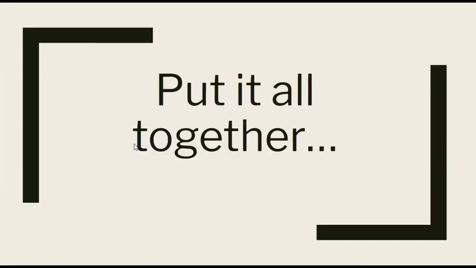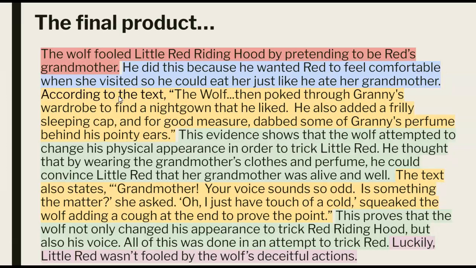So, if we put it all together, if I give you an extended response question and I ask you to use the ABEE writing strategy to answer it, it might look something like this. First, I restate and I answer. The wolf fooled Little Red Riding Hood by pretending to be Red's grandmother. Next, I give my because, which is what we have here in the blue. He did this because he wanted Red to feel comfortable when she visited so he could eat her just like he ate her grandmother. Notice I did not include any I think, I feel, I believe.